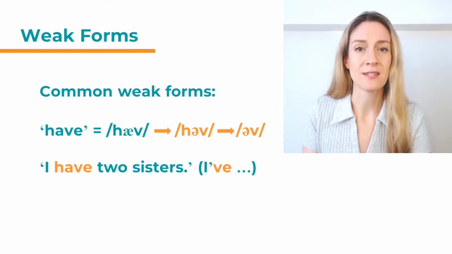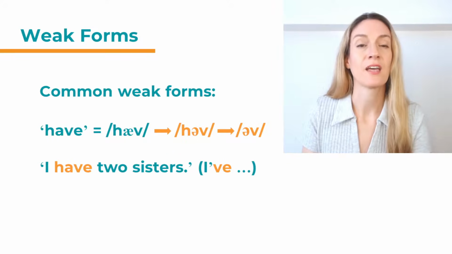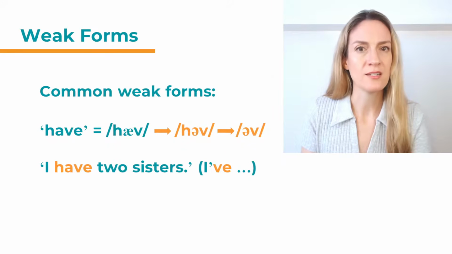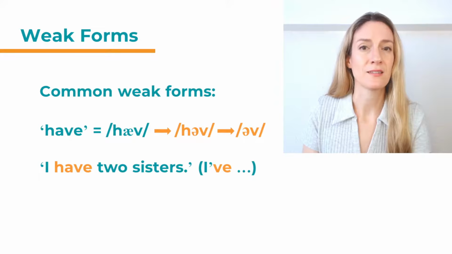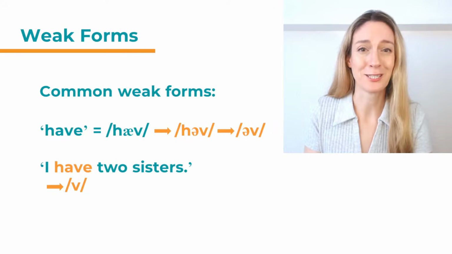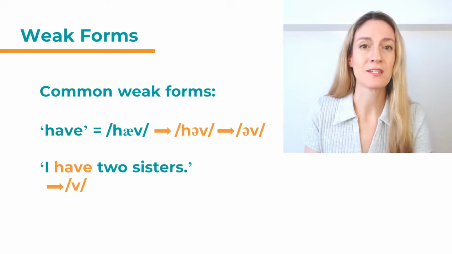Have a look at this sentence here. I have two sisters. Often we also contract it, and then it simply sounds like this: I've. Now, it can even be reduced to simply a v sound. I've two sisters. So it's a really, really short version from its original full form. And the vowel that you hear first, in I've, is from the pronoun I, so don't get confused here.